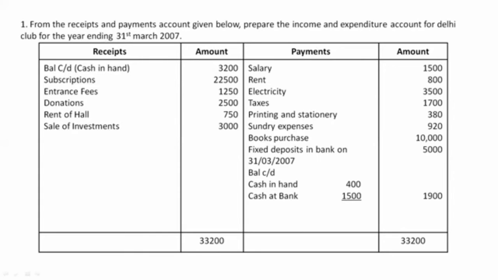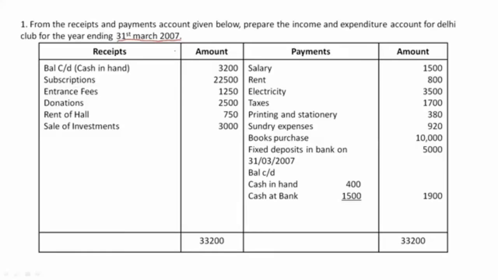As soon as you see the question, the first thing that you have to figure out is the current year. The ending date of the current year is given, so first find out what will be my current year. Always the ending date of the current year will be given in the question. So the ending date is 31st March 2007.